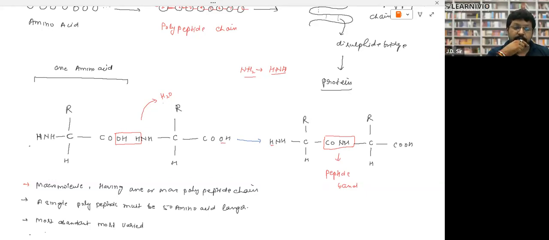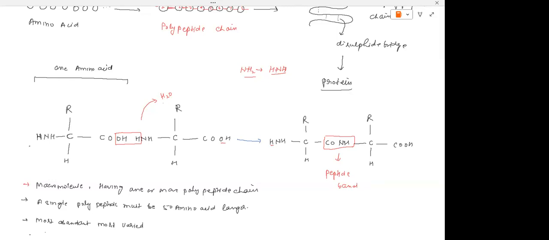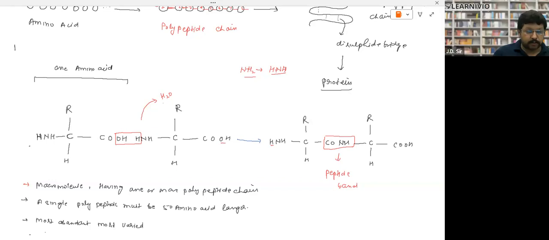Did you get how peptide bond formation takes place? Yes, sir. Please note down as it is, and put a heading: Peptide bond formation between two amino acid molecules.